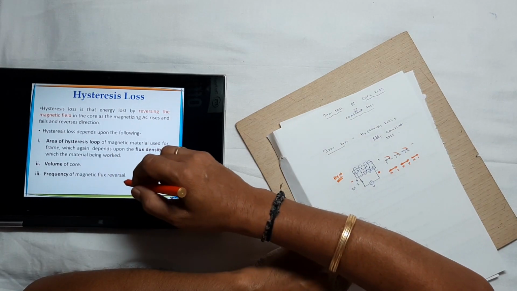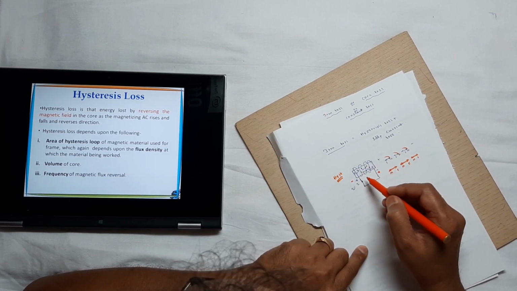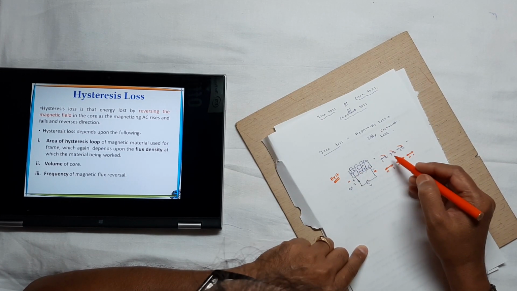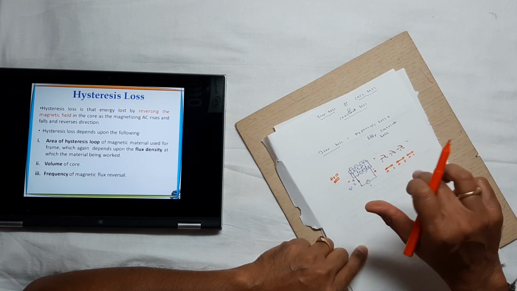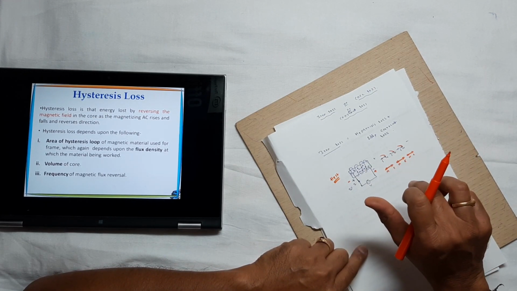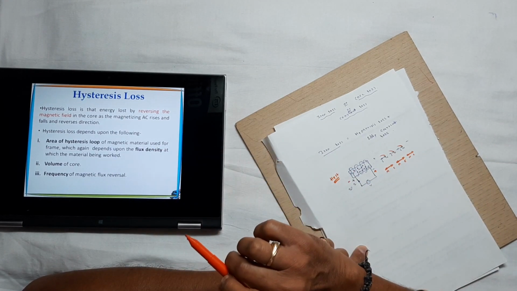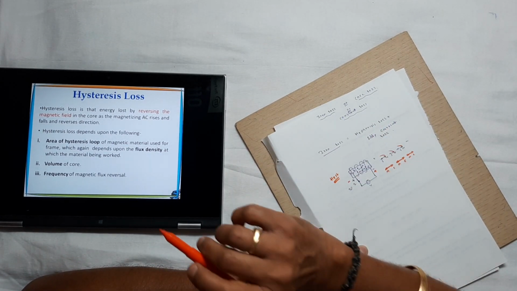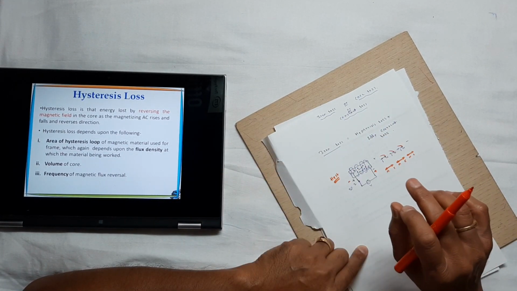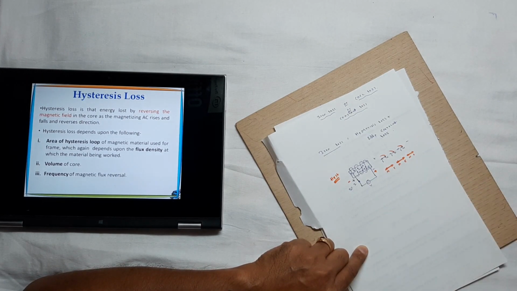And it is also depending upon the frequency of the magnetic flux reversal. What do you mean by that? If the reversal takes place very fast, then the changeover from N to S, S to N, the frequency, is more. Because of more friction between the dipoles, there is more loss. Therefore, the hysteresis loss, the iron loss, is depending upon the area of the hysteresis loop, the flux density, the volume of the core, as well as the frequency.